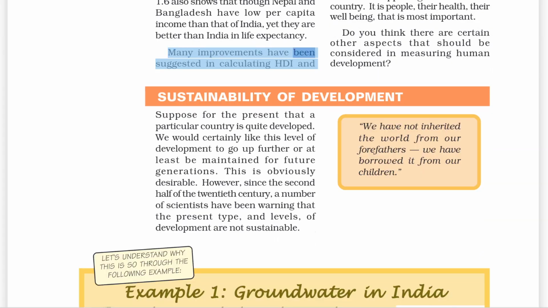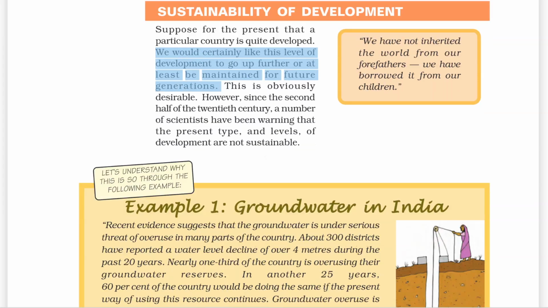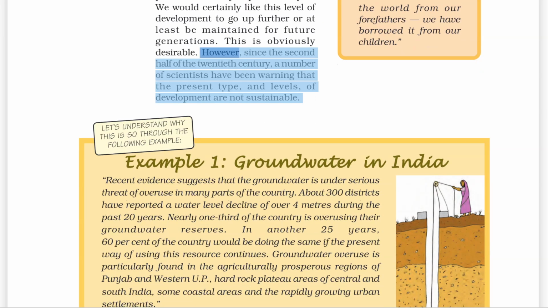Many improvements have been suggested in calculating HDI, and suppose for the present that a particular country is quite developed. We would certainly like this level of development to go up further or at least be maintained for future generations. This is obviously desirable. However, since the second half of the 20th century, a number of scientists have been warning that the present type and levels of development are not sustainable.